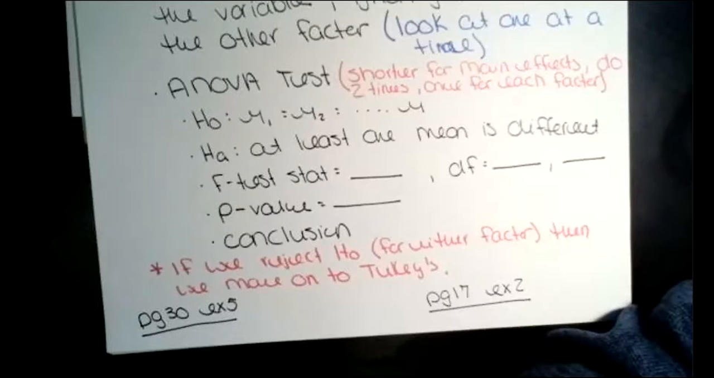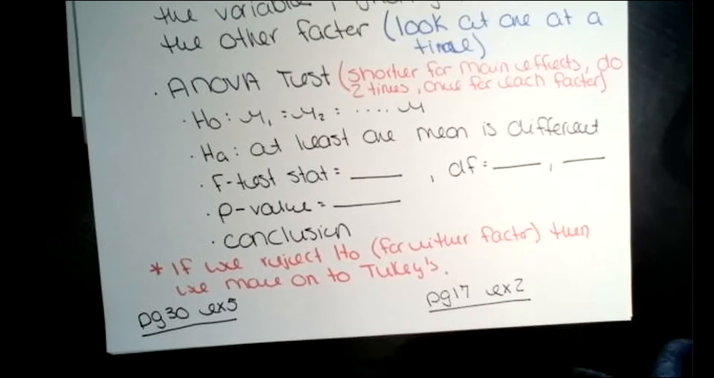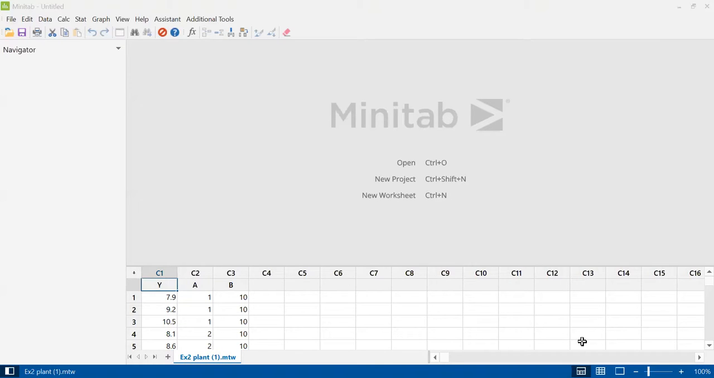Hang on, I have to stop sharing to do this. The Minitab file is under plant file or something like that. Okay, here it is. There we go. On this Minitab, I just labeled the columns Y, A, and B, trying to be quick. Y is my numerical variable, A is factor A, and B is factor B. It's actually really nice if you have them labeled better than that. So maybe yield, and then factor A, I already forgot what that was, variety, and then density. I think it's actually better to have it like that.